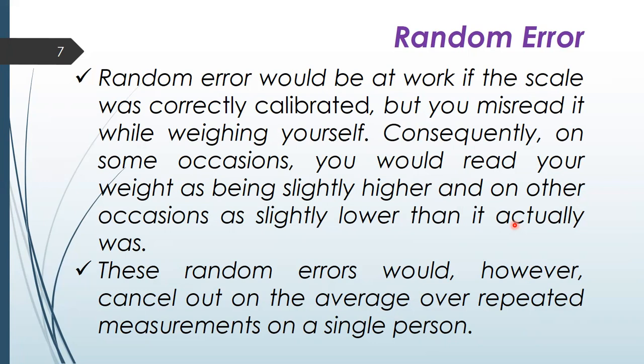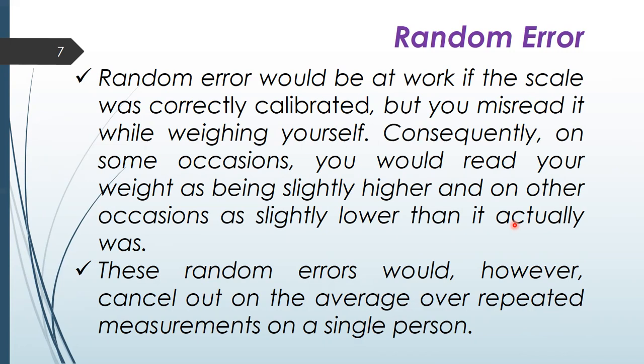It could be because you are dizzy at that point in time, or something just happened, or you are distracted, so you misread the weighing scale and have a slightly different measurement. And this could occur for as many measurements as you take. Consequently, on some occasions you will read your weight as being slightly higher, or on other occasions slightly lower than it actually was. So this is what we call random error.